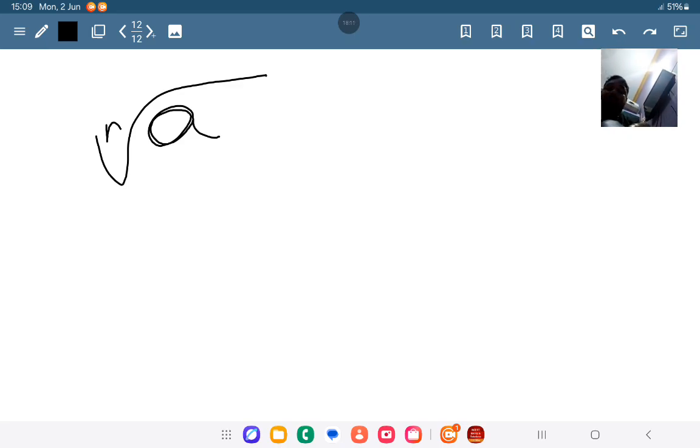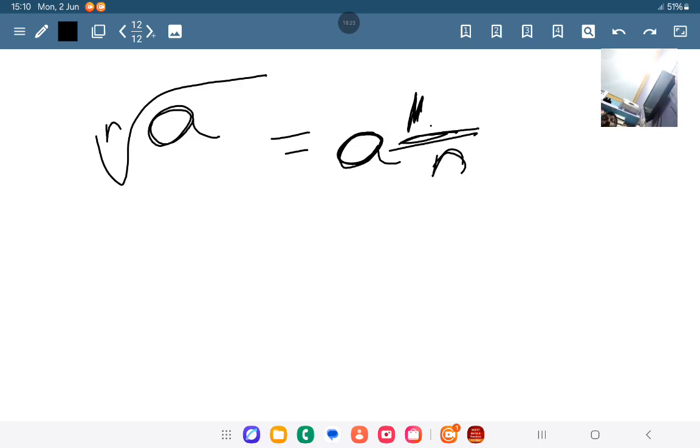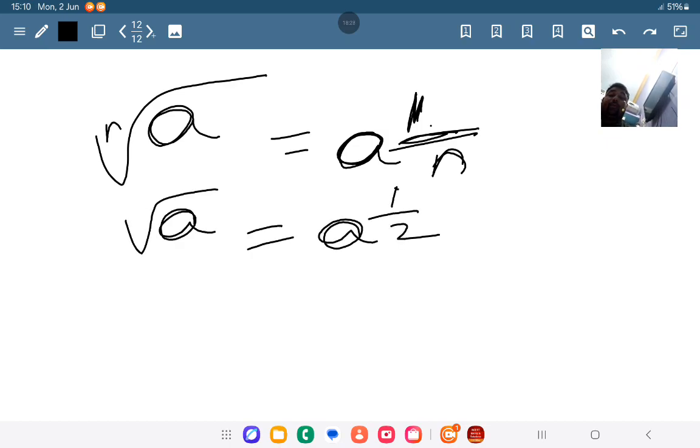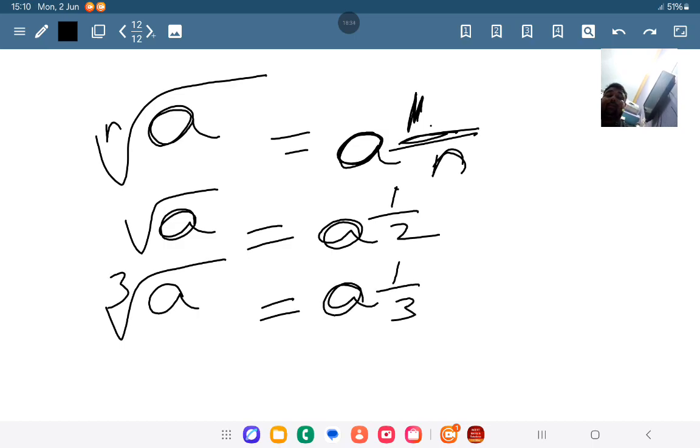Then comes the last formula. A root n, its value is a to the power 1 by n. Similarly, root a is equal to a to the power 1 by 2. Suppose a root cube, it will be a to the power 1 by 3. Suppose a root fourth, it will be a to the power 1 by 4.